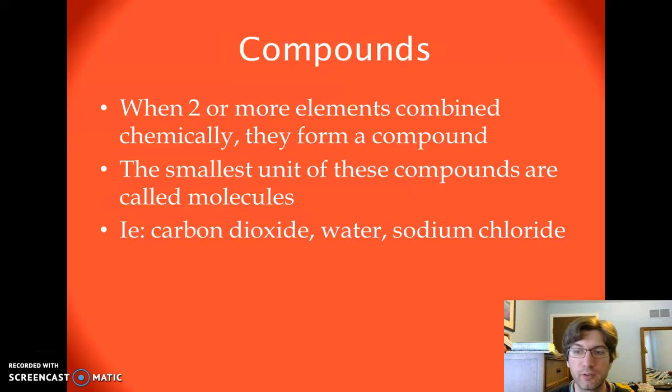Compounds are when two or more of these elements decide to combine chemically. Now there is a chemical reaction that takes place in order for these two to combine. So it's not me just putting one next to another and being like, hey, now I got a compound. They do need to be chemically combined and bonded together. The smallest unit of these compounds we call molecules. Examples of compounds that you're probably familiar with are carbon dioxide, water, which is H2O, and sodium chloride, which is table salt. Those are all compounds. So if I take two or more elements and bond them together chemically, I get a compound.